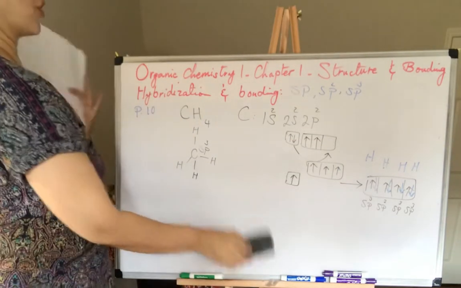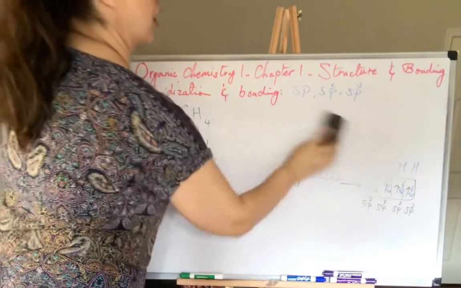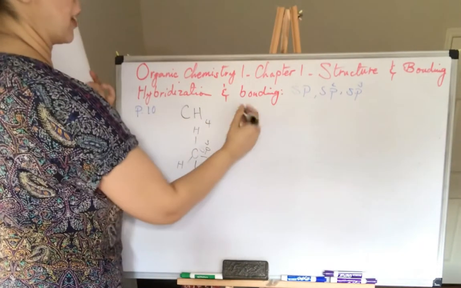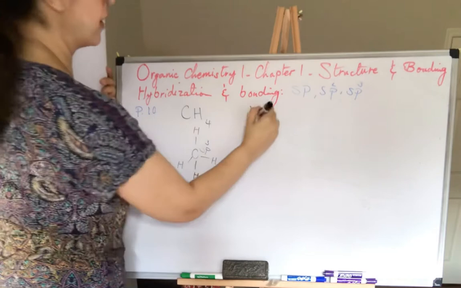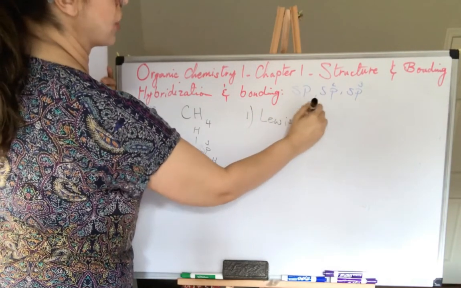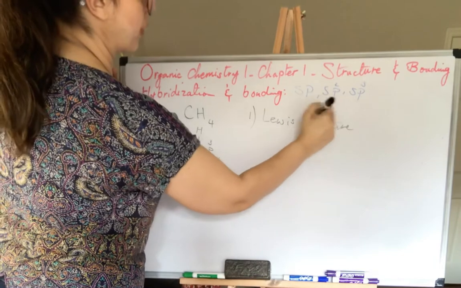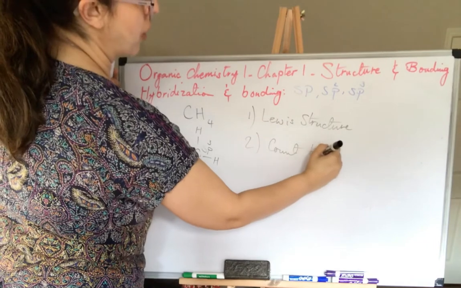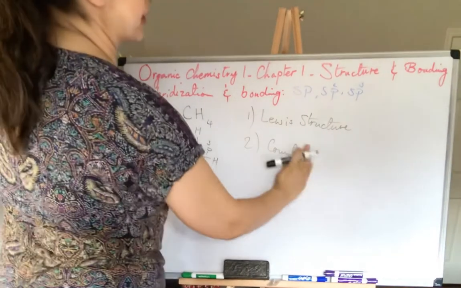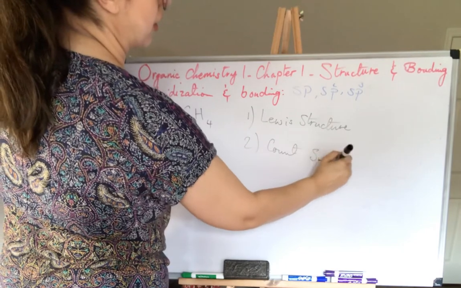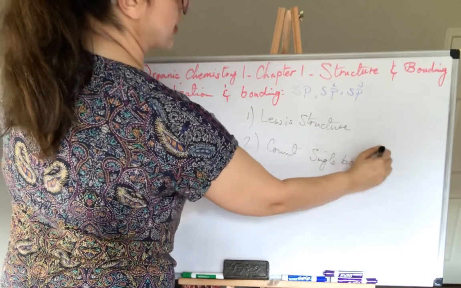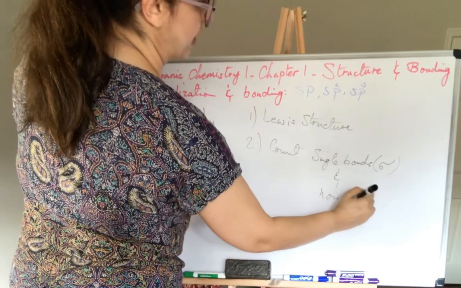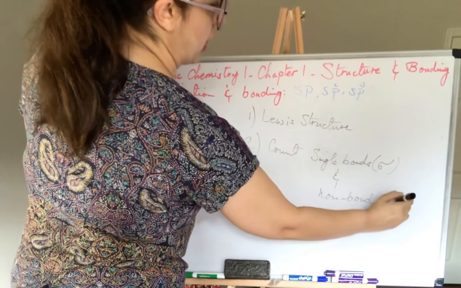So let me show you the shortcut. I'm sure you will love this shortcut. To determine the hybridization, first you need to have a correct Lewis structure. Okay? Then count single bonds. What was another name for single bonds? Sigma, right? And non-bonding electron pairs.